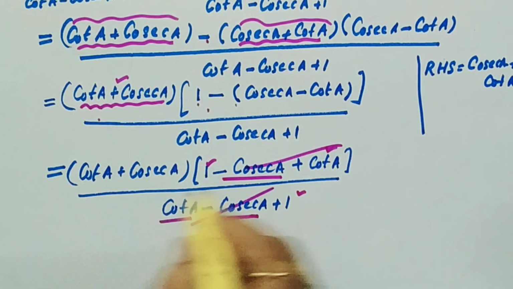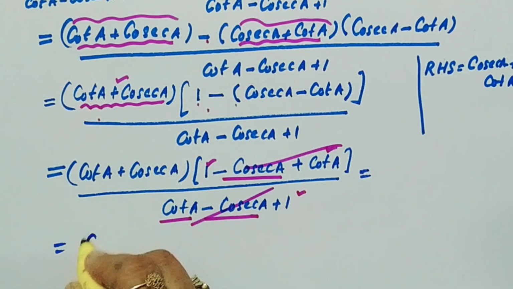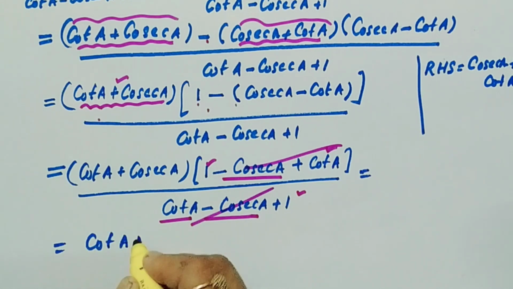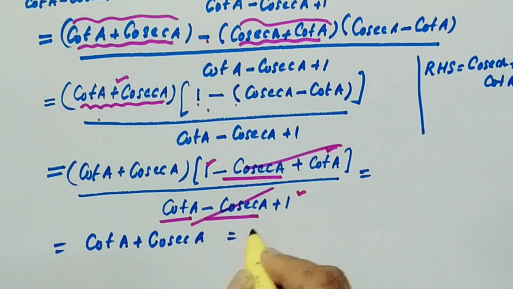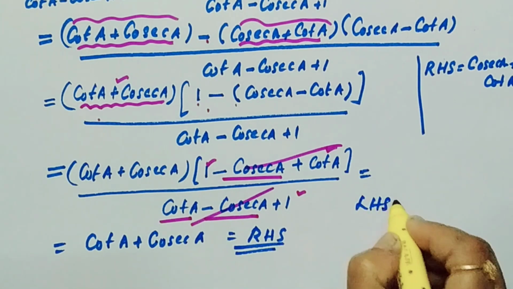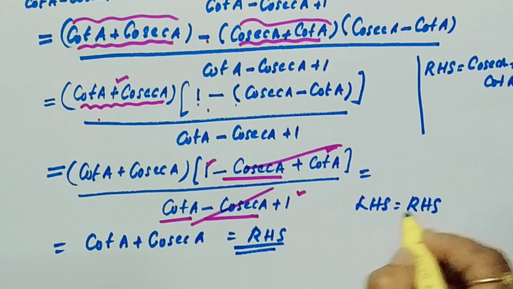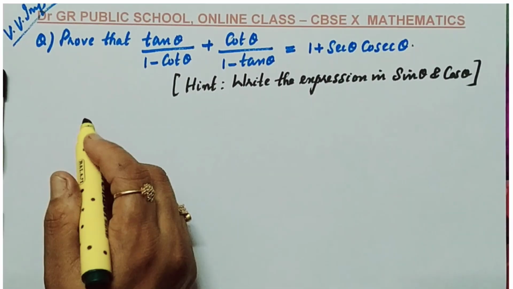What remains there equals, the remaining is cot A plus cosec A. This is your RHS, hence proved. Thus, taking the LHS, you got the RHS. That's very important for this chapter.